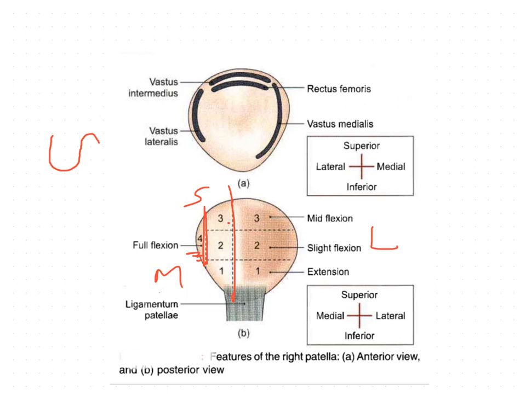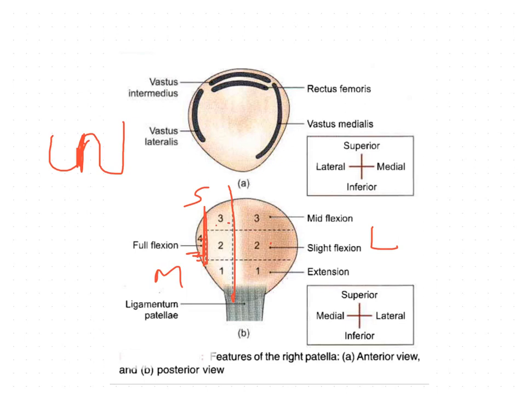On the posterior aspect, you can find this intercondylar notch like this. So the strip is going to articulate with the medial aspect of the intercondylar notch. Okay. That too during full flexion. During full flexion, these two will articulate with each other. Okay.